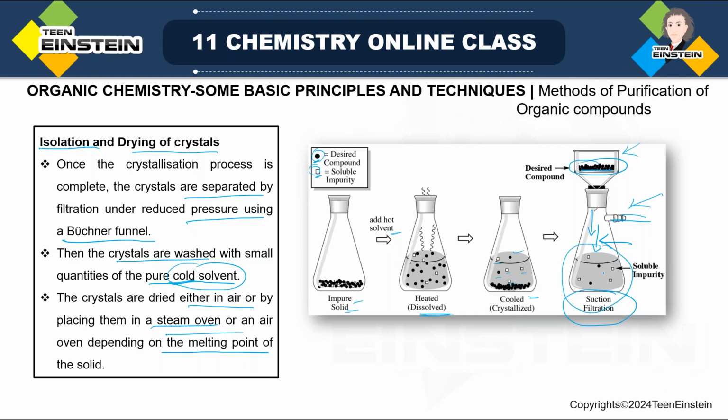In the mother liquor, you can see soluble impurities. These are the signs. Some amount of desired compound may also be present. But if you see that the amount of desired compound is very high, you have to do another crystallization, and that is known as recrystallization. Fine.